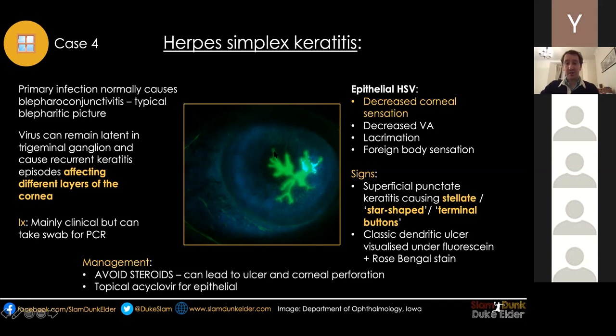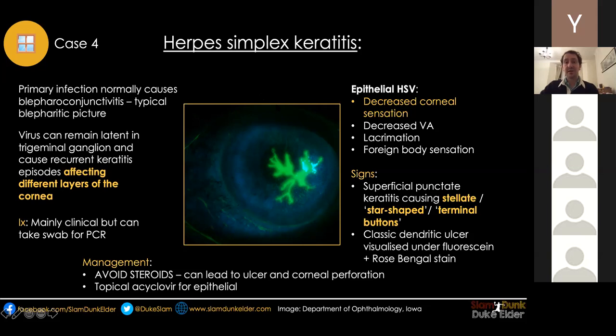So if you look at the dendrites, it doesn't come towards a point. It's a bit rounded at the ends of these. So that's the classic sign. And again, yeah, you swab. The important thing here is do not treat with steroids. This can make things a lot worse. But with epithelial herpes, you'd treat with topical acyclovir.